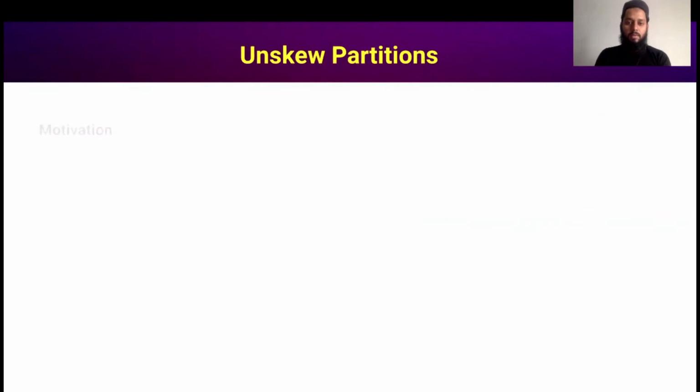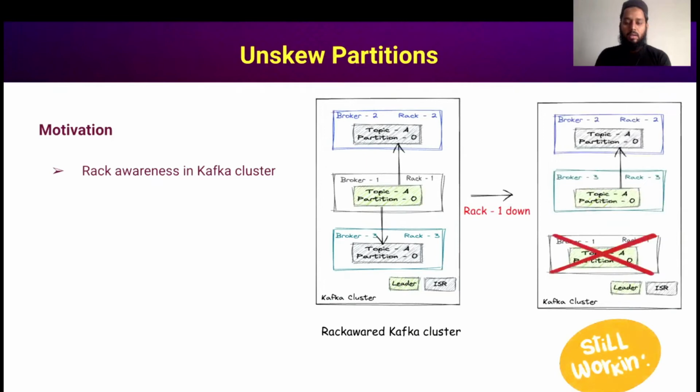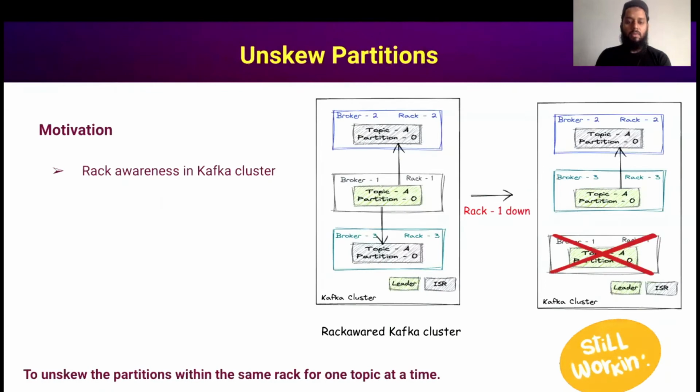To solve this problem, we took the motivation from the rack awareness property in Kafka. If a Kafka cluster is rack aware, it means the partition replicas will be replicated across the racks. So if any rack goes down, the cluster will still work. Basically, rack awareness provides fault tolerance. If we use this property and move partitions across brokers within a rack, it will not impact the fault tolerance. So we used this property to devise an algorithm to unskew the partitions within the same rack, for one topic at a time.